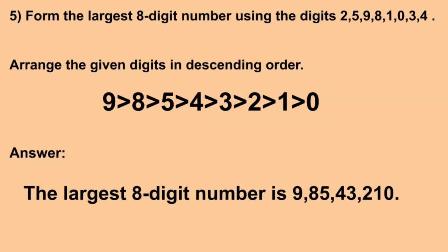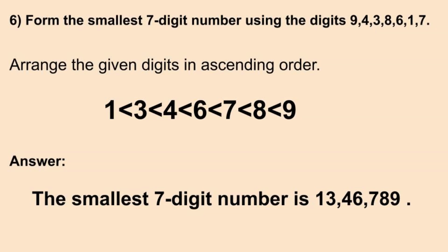Here I have represented the given digits in descending order. What is the largest number from the given digits? It is 9. Next to 9 it is 8. Then 5, 4, 3, 2, 1, 0. Arrange the given digits in descending order as represented here. Then write it all together to form the largest 8-digit number. Answer: the largest 8-digit number is 9 crore 85 lakh 43,210. Hence we find the answer.